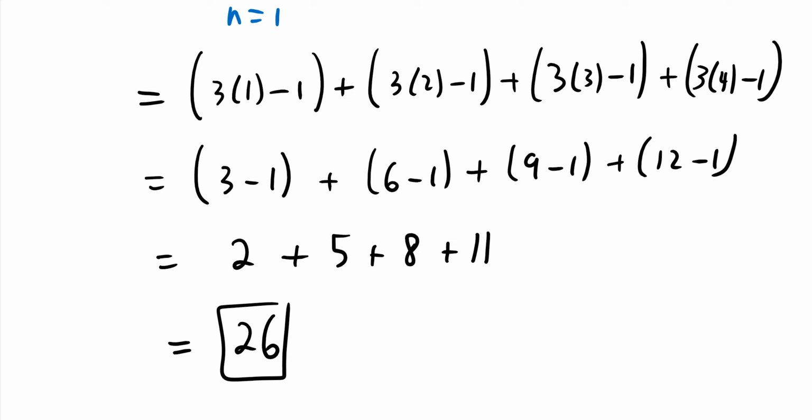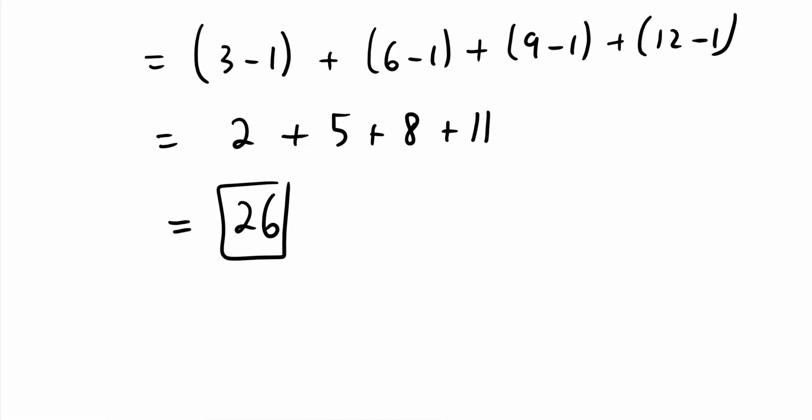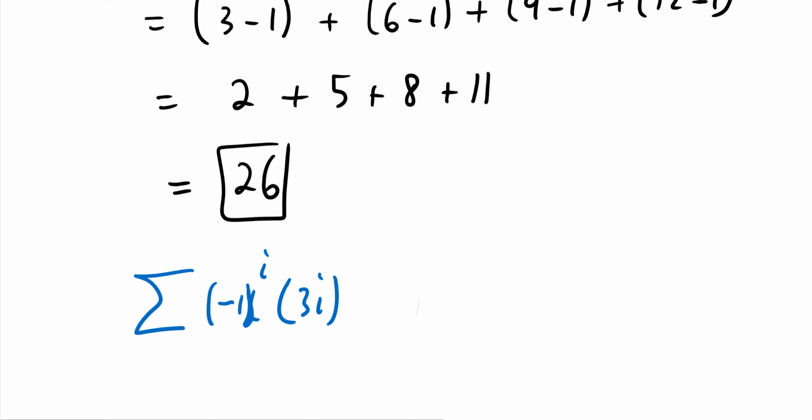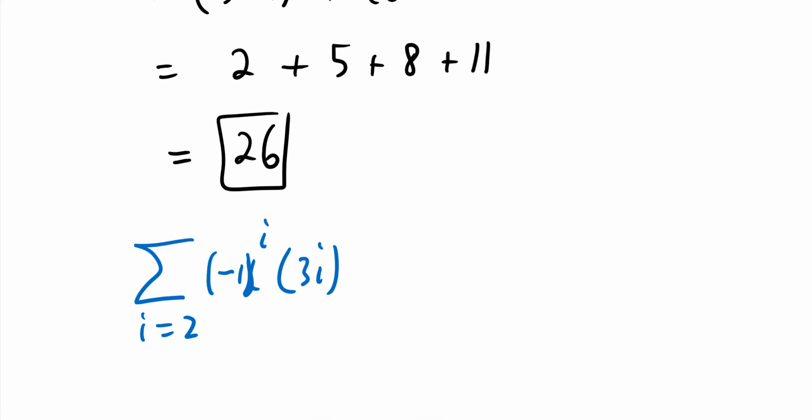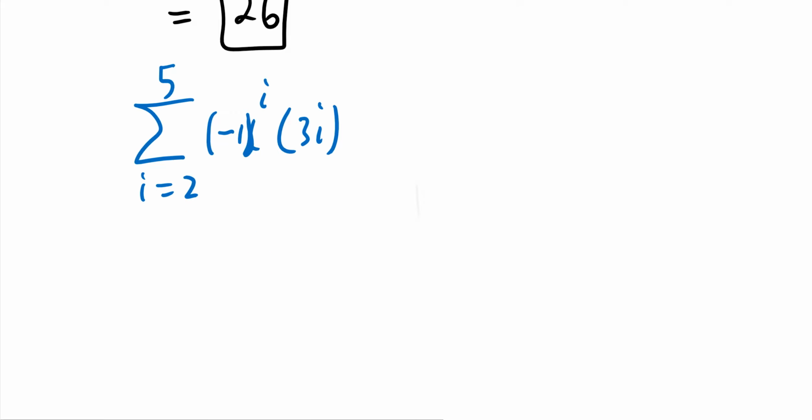So why do we have to know this sigma notation? Because it makes things easier for us. Instead of writing all these summations, we can just write it with one expression. Let's look at another example. What about the sum of negative 1 to the i times 3i, where i goes from 2 to 5? Let's see what we do.